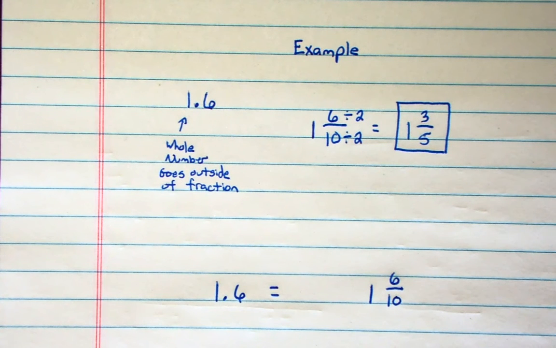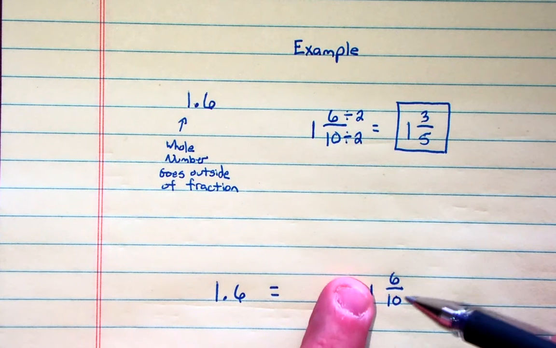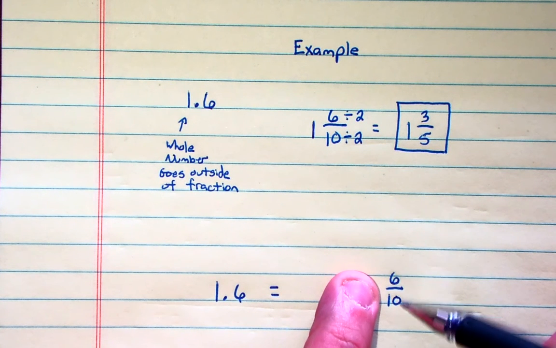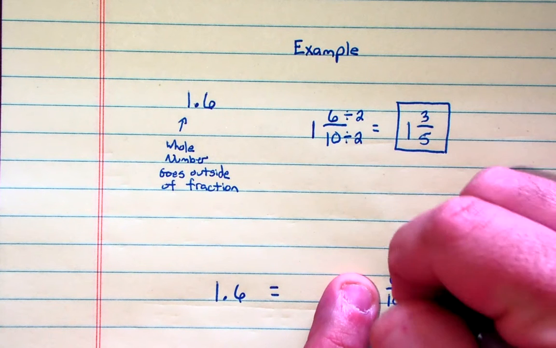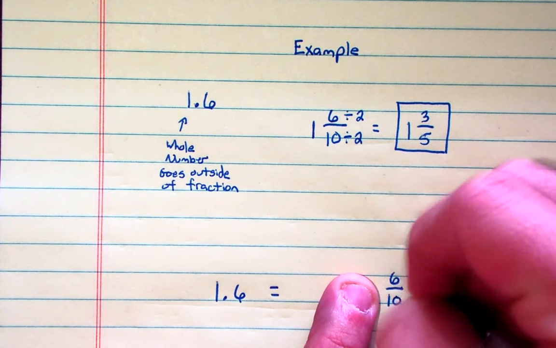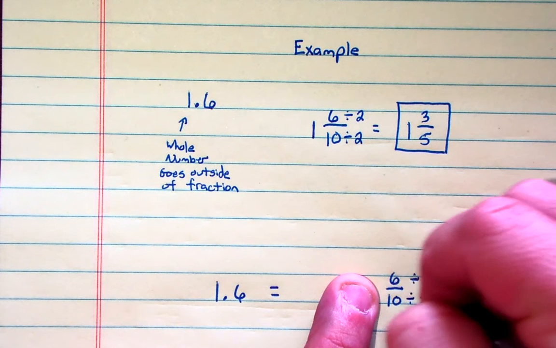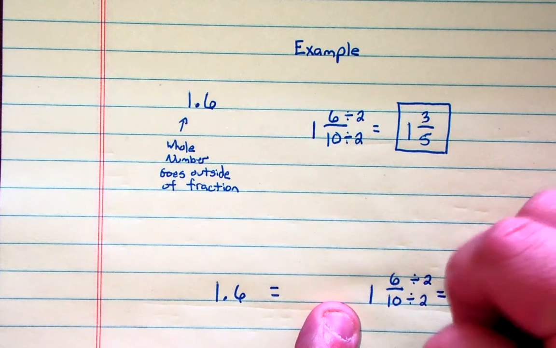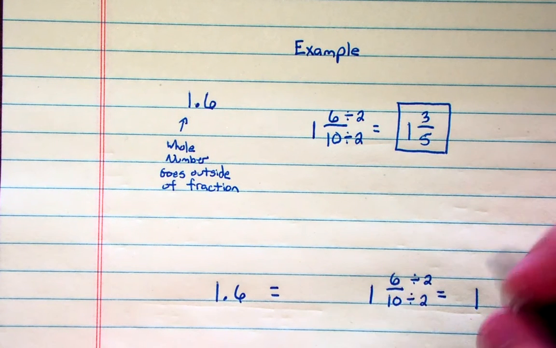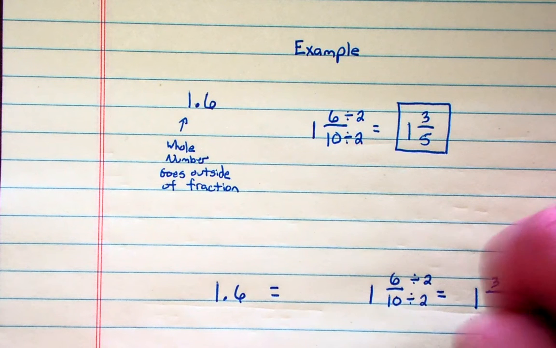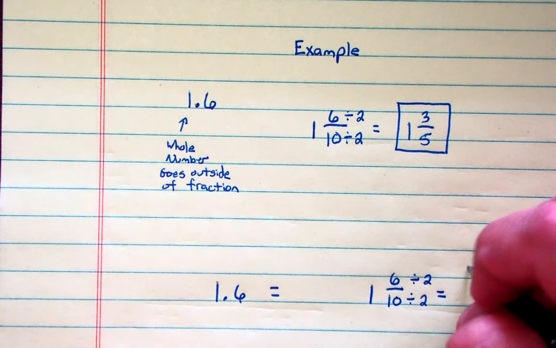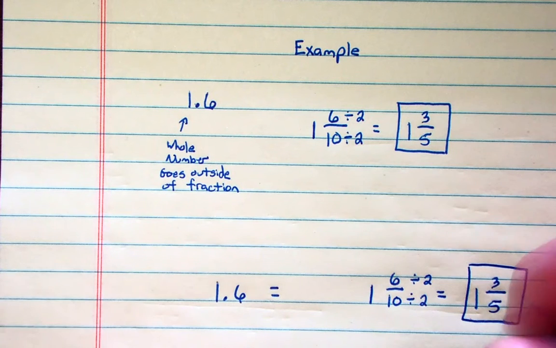But I'm not done because I have to simplify my fraction. Just the fraction. 6 and 10, they're both even numbers, right? That means they are both divisible by 2. Now I'm going to carry over my whole number. 6 divided by 2 is 3. 10 divided by 2 is 5. Oh, there's your answer. 1 3/5.